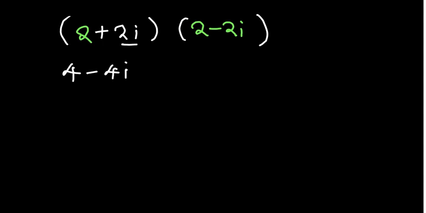2i times negative 2i is negative 4i squared. Now, what are we noticing? The middle part is doing what?